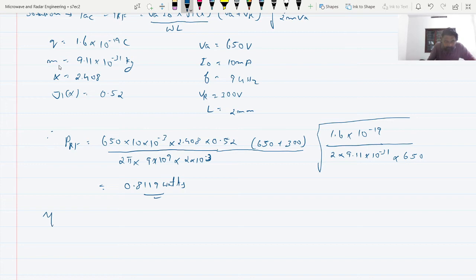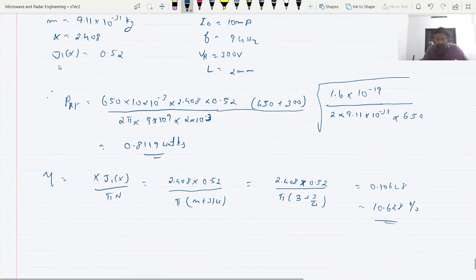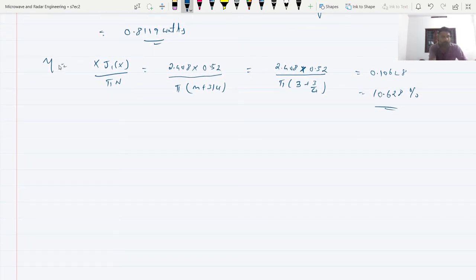Efficiency eta is given by x J1 of x divided by pi into n plus 3 by 4, which is 2.408 into 0.52 divided by pi into 3 plus 3 by 4, where n is 3. This is 0.1062, that is 10.628%. So this is a direct problem related to the reflex klystron oscillator. I will give the next problem.